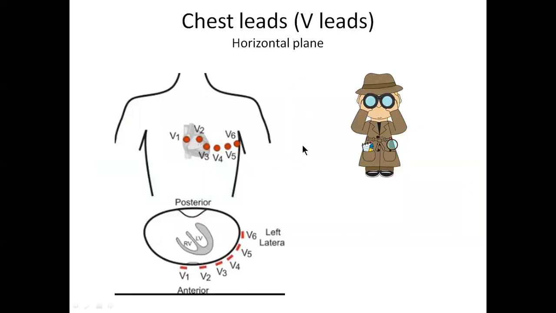The V leads are looking at the horizontal plane. It's like we cut the person. And this is what you will see. Again, there are 6 detectives. V1 and V2 are looking at the septum. V3 and V4 are looking at the anterior wall. And V5 and V6 are looking at the lateral wall.